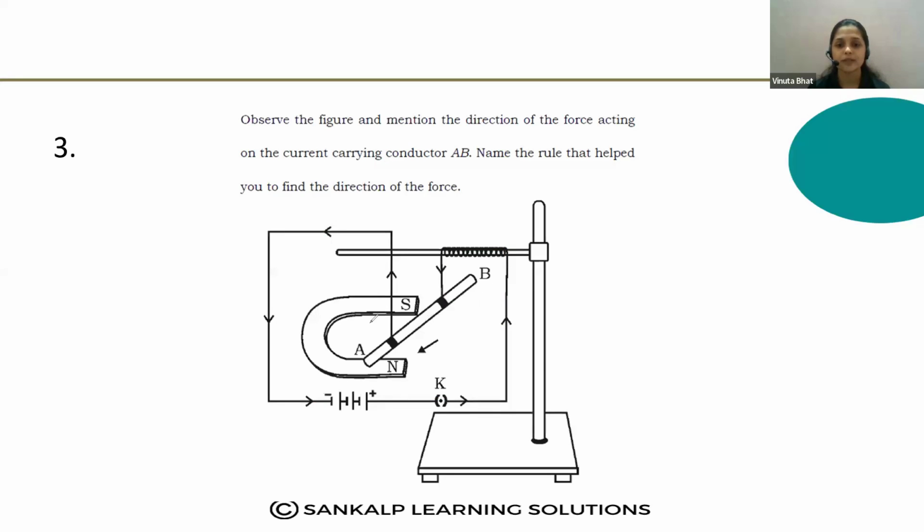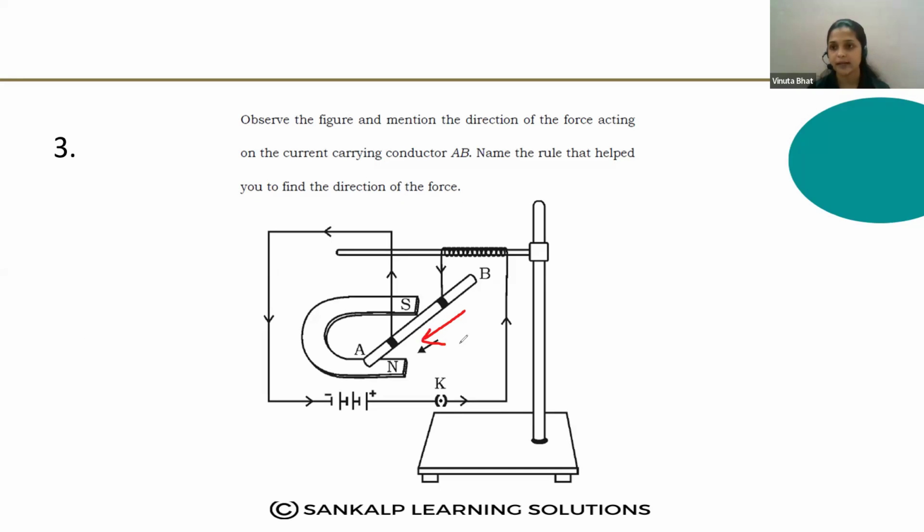So just observe this. Again, there is a magnetic field, and the current is flowing in this direction from B to A. So it is passing. Name the rule that helps find the direction of the force. Here you know the direction of the current. Which rule will you apply to find the direction of the force? That is Fleming's left hand rule.